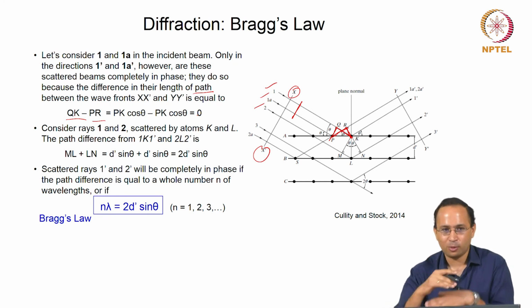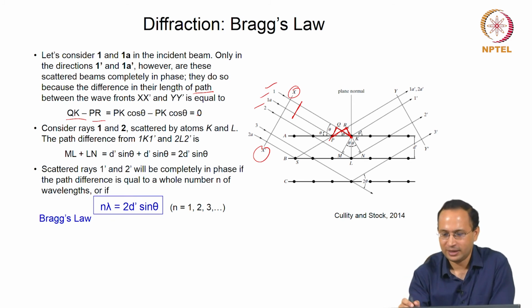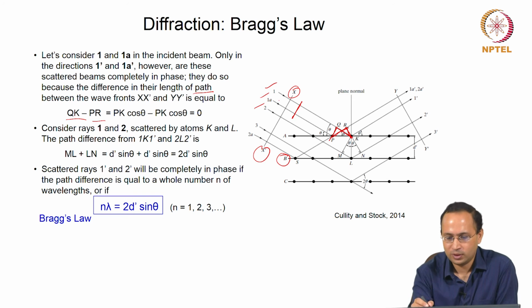Okay, so far we talked about the surface atoms, but there are atoms beyond that as you go deep. Now we will look at the second layer, B. Now consider rays 1 and 2. We are focusing on 1 and 2. Ray 1 will interact with K, let's remove this.